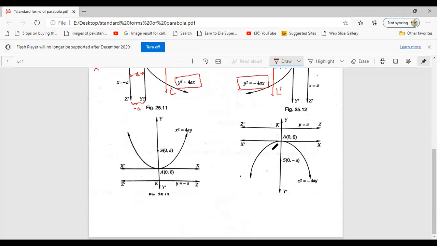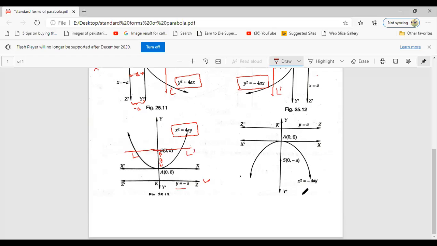Similarly, if it is an upward parabola, open upward, then its equation will be x square is equal to 4ay. And this focus will be on the y-axis, so 0, a, that is at a distance a always. So this is minus a, so y is equal to minus a is the equation of directrix. And similarly here, this will pass from here. This is called latus rectum, L dash.